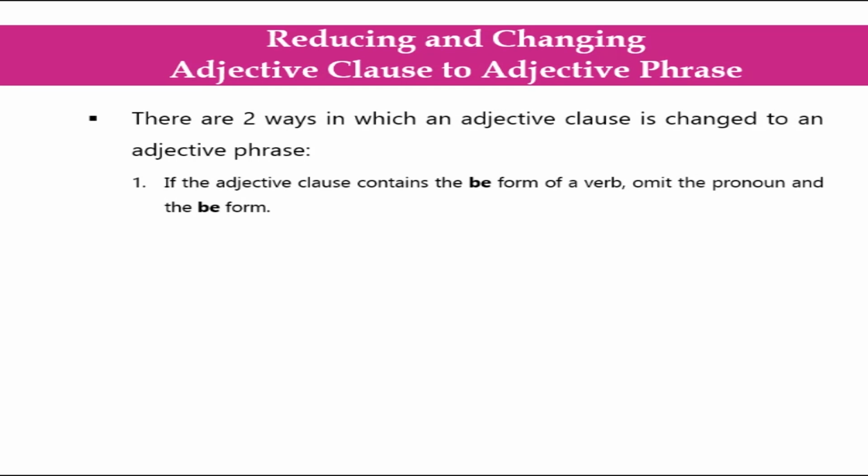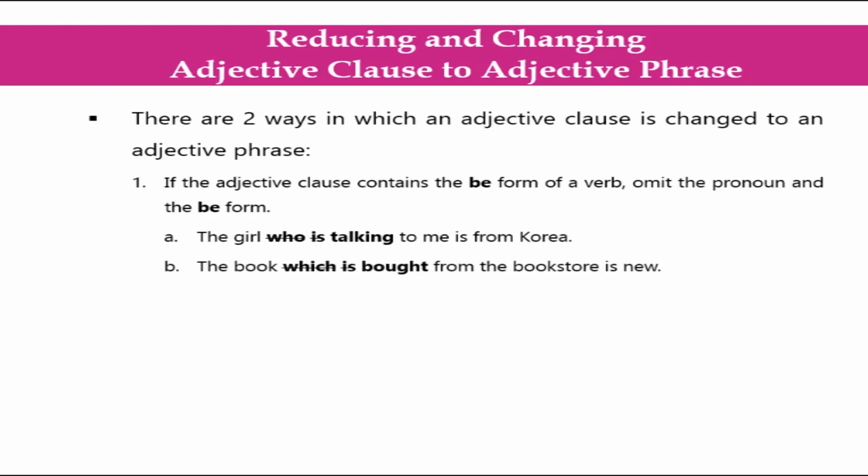Number one, if the adjective clause contains the be form of a verb, omit the pronoun and the be form. For example, A. The girl who is talking to me is from Korea. B. The book which is bought from the bookstore is new. C. Pierre is the man who is kind to everyone. So in this case, you omit who, which is the relative pronoun, and is, which is the be form of the verb. So you change that sentence to: The girl talking to me is from Korea.